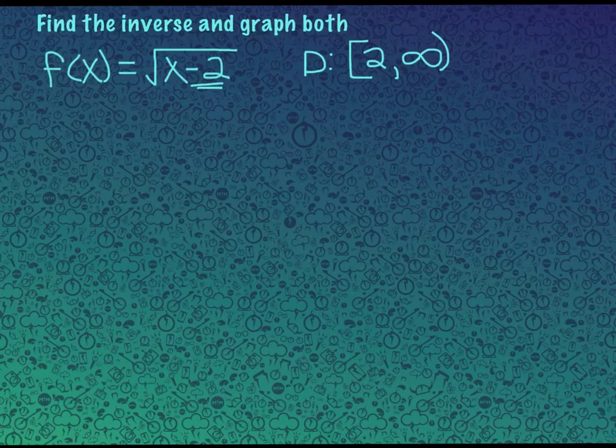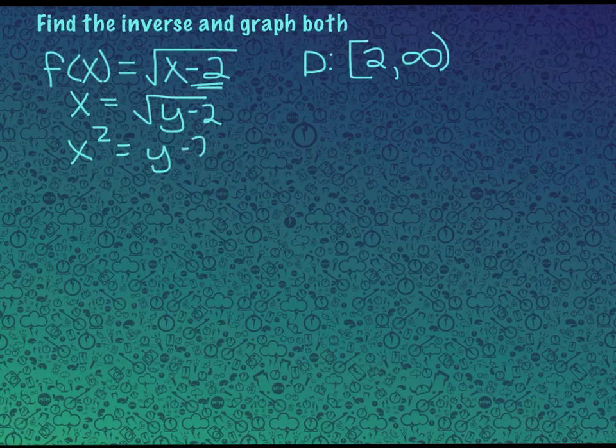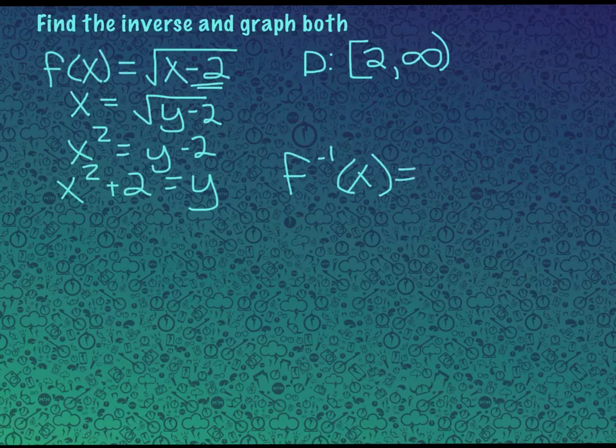That means that when we switch x and y, and we say x equals the square root of y minus 2, and we square both sides, x squared equals y minus 2, and add 2, x squared plus 2 equals y, that our inverse, our f to the negative 1 power of x, is going to be x squared plus 2, and our range is going to be restricted from 2 to infinity.